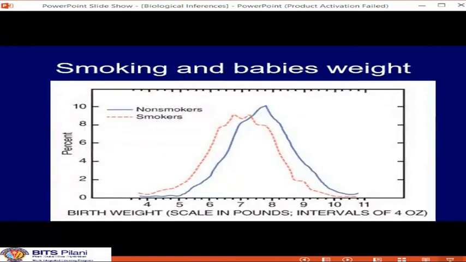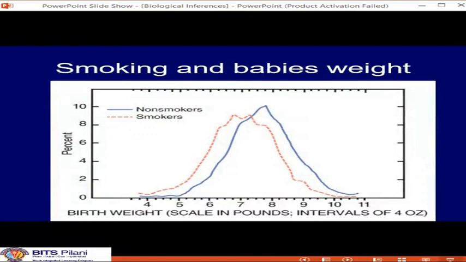Let me try and take you through some of these stories. Smoking is blamed for everything. Let's have a look. On the x-axis, you have the birth weight of babies. On the y-axis, you have the percentage of children in that particular group. The smokers are in red and the non-smokers are in blue.